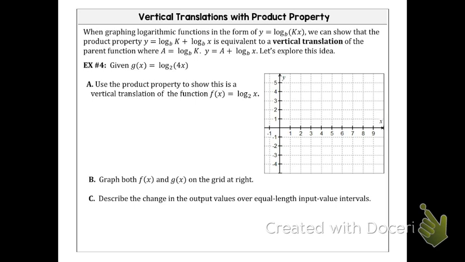Let's explore this idea. So it says given g of x equals log base 2 of 4x, use the product property to show that this is a vertical translation of the function f of x equals log base 2 of x. Alright, so what it's saying here is because these two are being multiplied inside here, we know that we can separate them because when being multiplied, we can separate them by addition. So we're going to rewrite this as g of x is equal to log base 2 of 4 plus log base 2 of x.